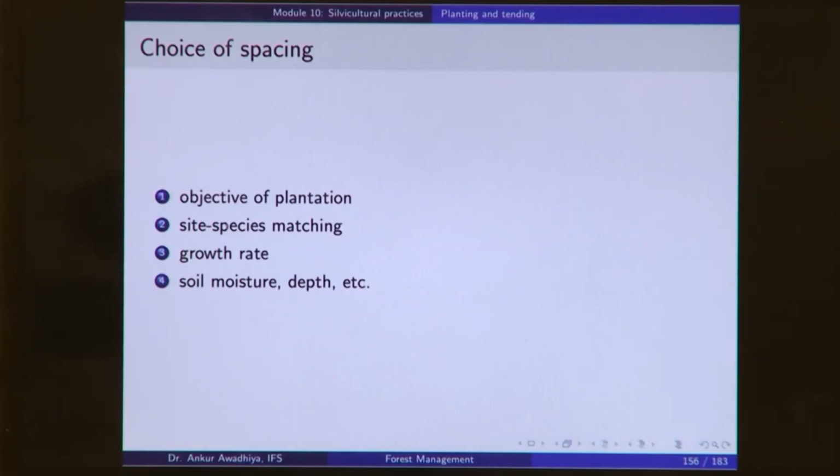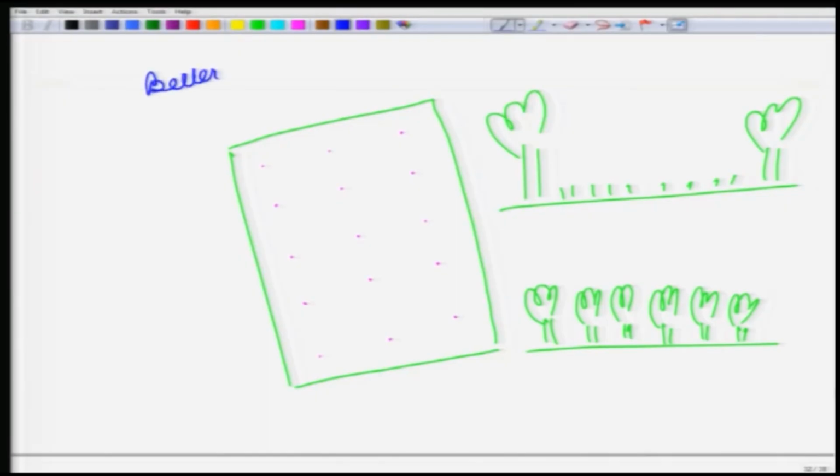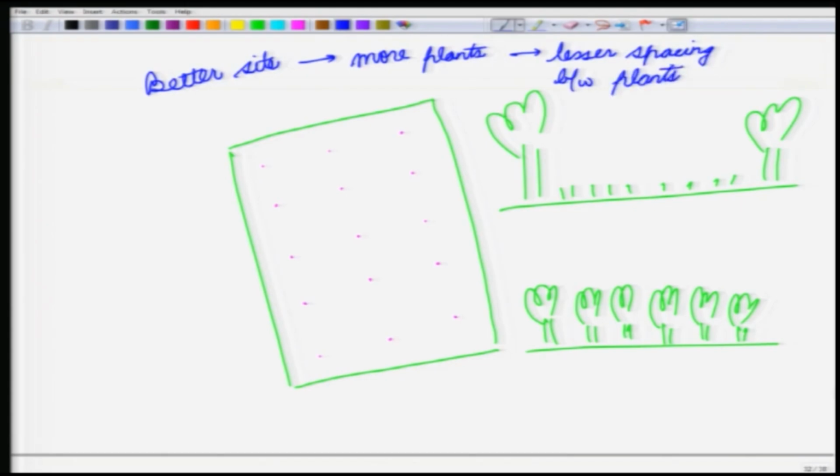And it also depends on soil moisture, soil depth and so on, because if the site is more fertile, then probably it will be able to support a larger number of plants. So, what we are saying here is that a better site would mean more plants. More plants means lesser spacing between the plants. So, this is how you decide your spacing.